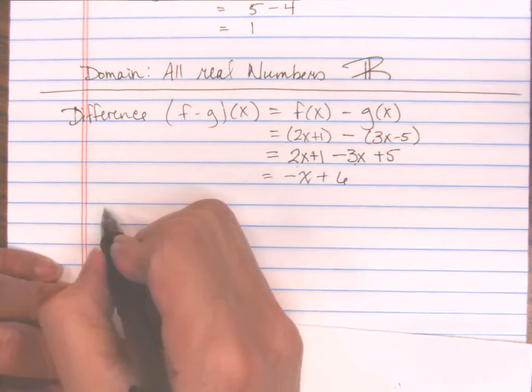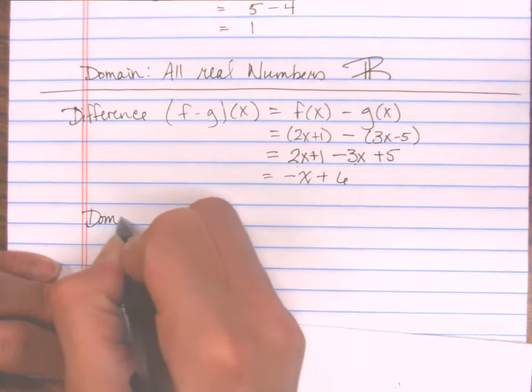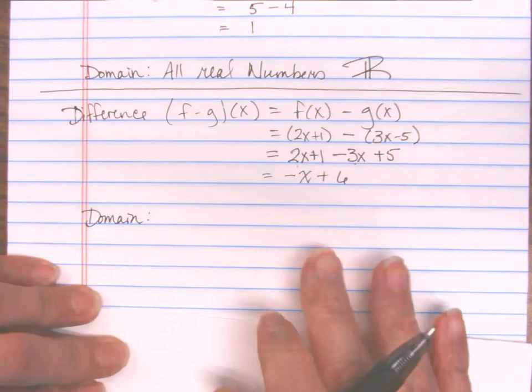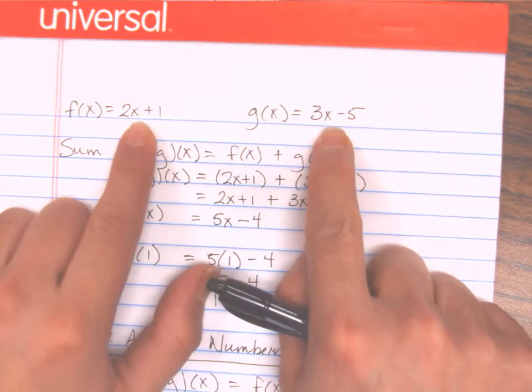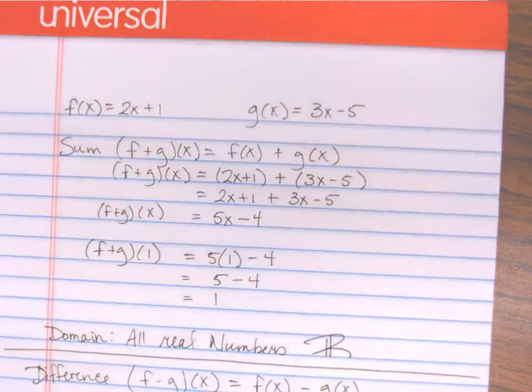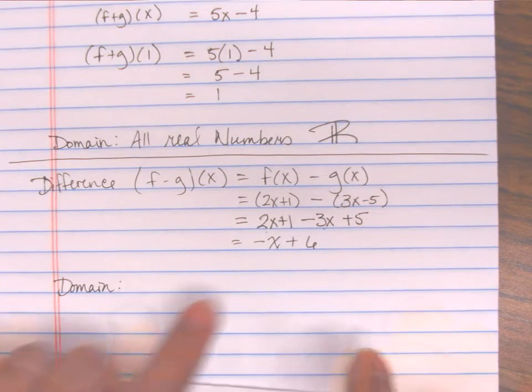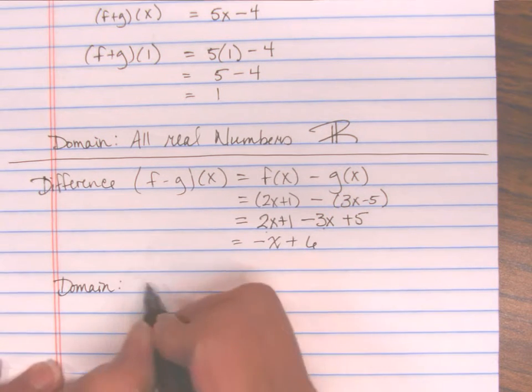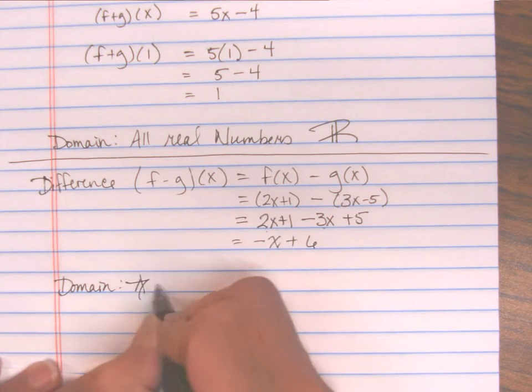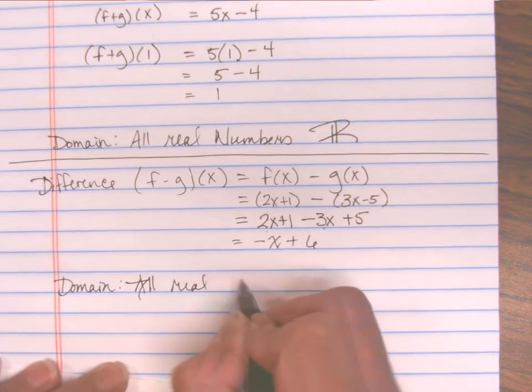Before we evaluate, again, let's talk about our domain. My original two equations were linear. Their domain is all real numbers. Here, once again, I'm left with something that's linear, so I'm not going to get a value that's undefined or imaginary. So we're good. So my domain here, once again, is all real numbers.